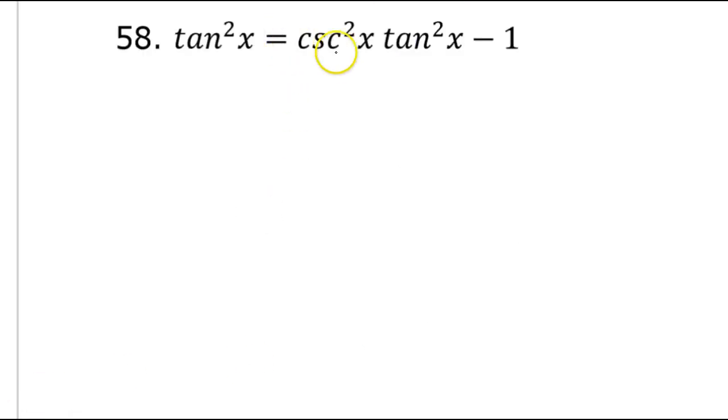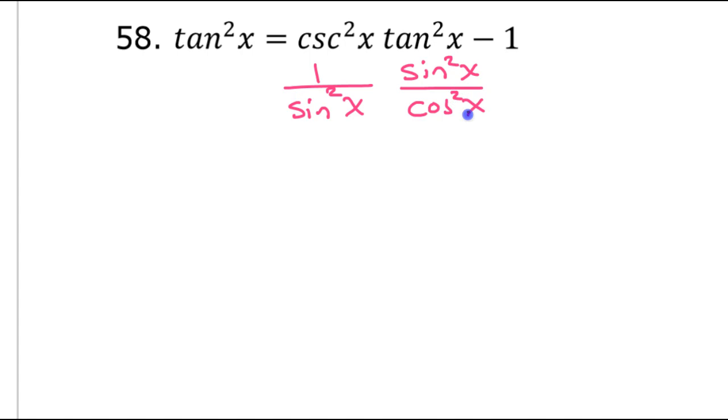Number 58, I will once again use my number 1 strategy of rewriting everything in terms of sine and cosine. And I notice that the right-hand side is more complex, so I'm going to start with that. Cosecant is the reciprocal of sine, so this would be 1 over sine squared. And then I've got tangent, which is sine over cosine, so that's sine squared over cosine squared. And then I have minus 1. I guess I'll leave that alone for now.